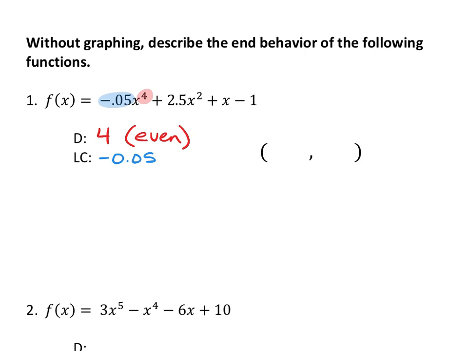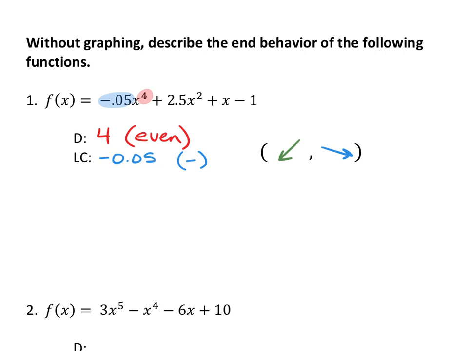Negative 0.05. So again, that's a negative number. I don't care what negative number it is. It could be an ugly decimal like that, but it's a negative number. So in the little parentheses shortcut arrows, the right side, which is this part of the circle, is that arrow going to be going up or down? Down, because my leading coefficient is negative. But it's even. So should the other arrow be going up or going down? Down, because even means they go the same direction. Cool, that's my shortcut. Now I just need to write it in the correct notation.